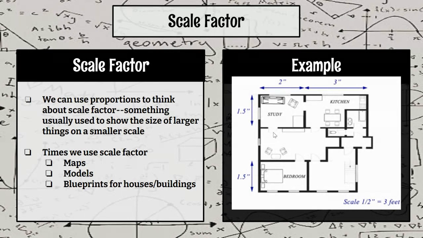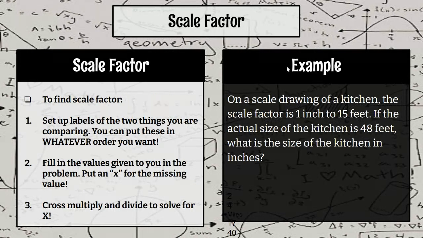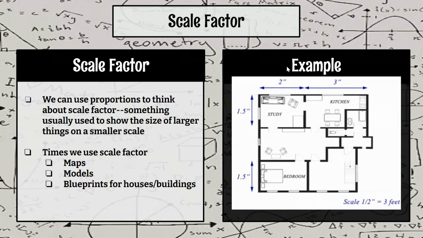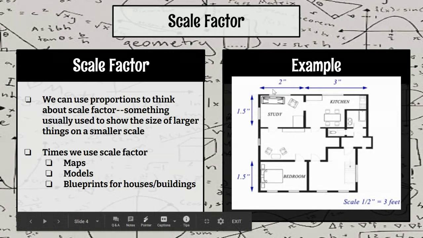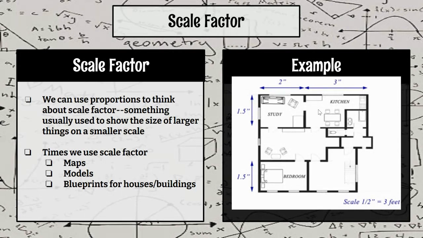So it's used to show the size of larger things on a smaller scale. Okay, so we use scale factor for things like maps or models of like cars and planes and that stuff, or blueprints for houses or buildings or rooms. So if you look to the right, a scale factor would be used to show this little tiny model of this room. I want it on this little tiny piece of paper, but in reality, this room is a whole lot bigger. So I used this scale factor to represent the rooms in this house on a smaller scale.